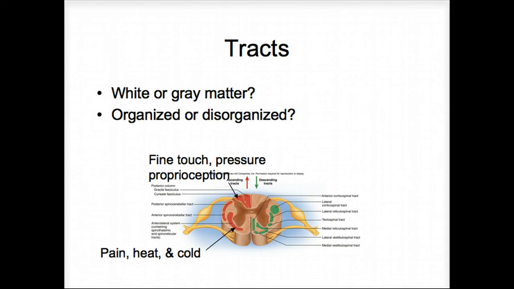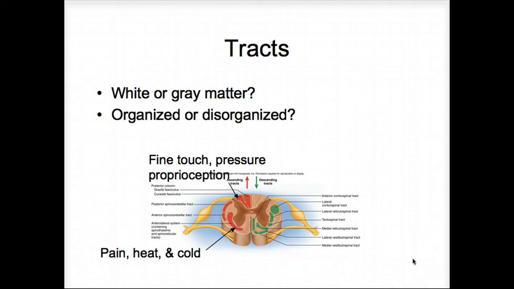Okay, so let's look at the tracts in a little bit more detail here. What we want to look at is whether they are made of white or gray matter. Now if you look here at this cross section, we know that the butterfly pattern here is gray matter, so the tracts are running in the white matter. And this makes sense because we know axons are myelinated, so these information highways are going to involve white matter.